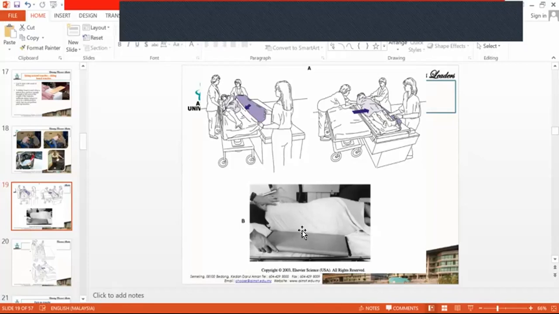So what they will do is, they will first turn the patient to the side lying. After turning the patient to the side lying, they will try to insert these rollers under the patient's body. They will either put the patient over the roller without any cloth, or they can put it with the cloth like this. So here if you see, they are putting it below the cloth.